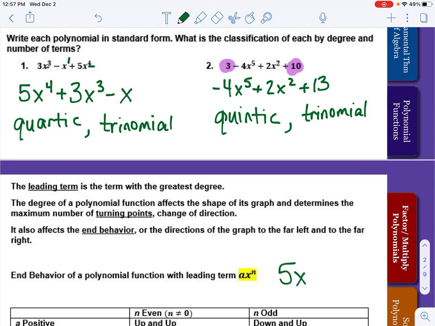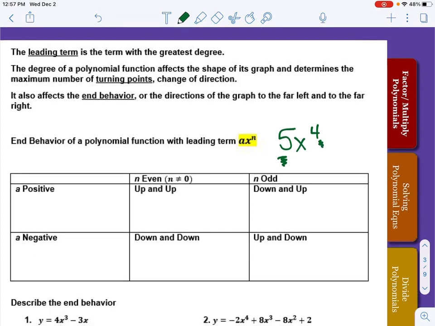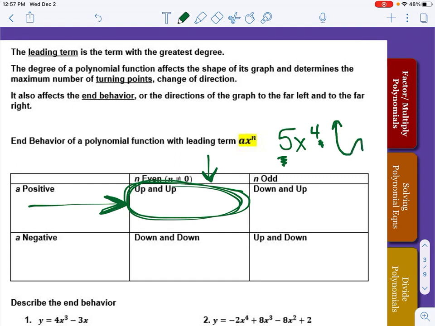So for example, the 5x to the fourth. 5 would be our a term, and the degree 4 would be our n term. So if we look, is a positive or negative? Well, a is positive 5, so we're in this row. And if n is even versus odd, even, we're in this column, so where they meet up, our picture is going to be an up graph. So both arrows point up, and it'll look something like that, because both arrows are pointing upwards, the left one and the right one. We'll get to changes in directions in a minute.